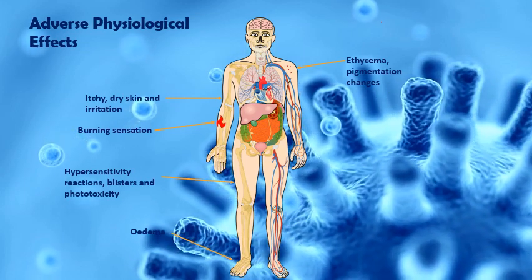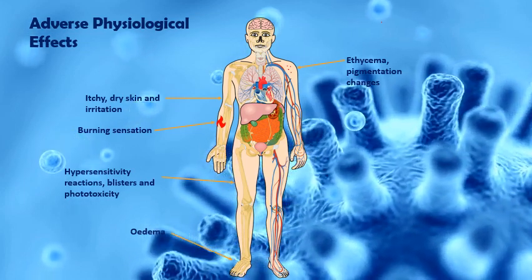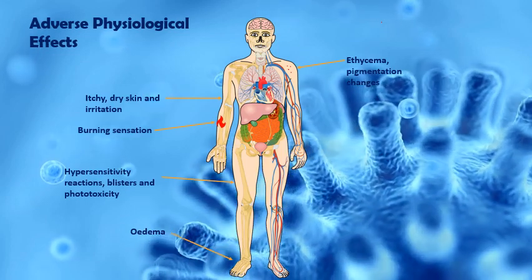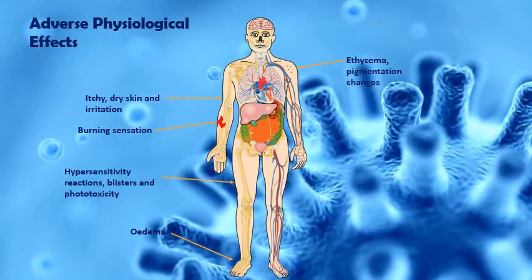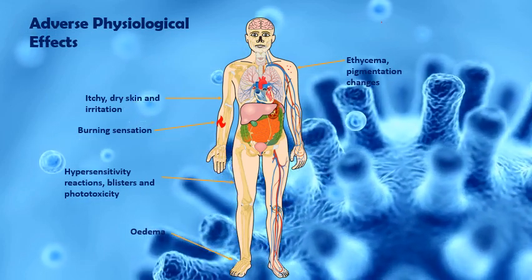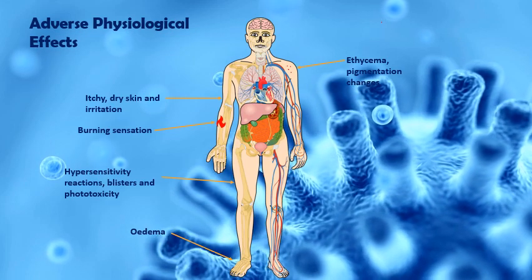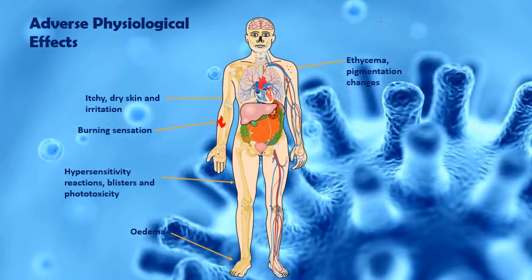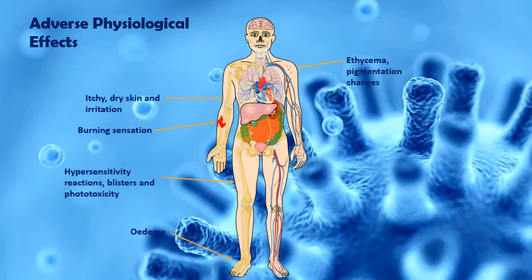According to the Australian Medicines Handbook, adapalene can also cause adverse physiological effects. This includes itchy dry skin and irritation, burning sensation, hypersensitivity reactions, blisters, phototoxicity, edema, erythema, and pigmentation changes.